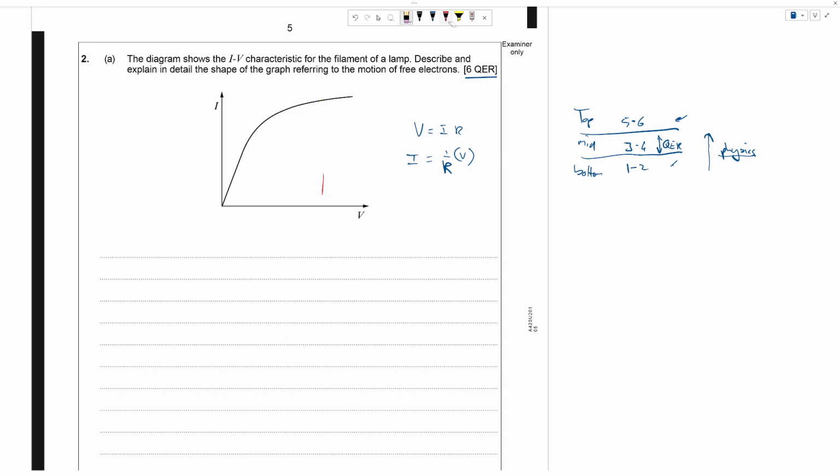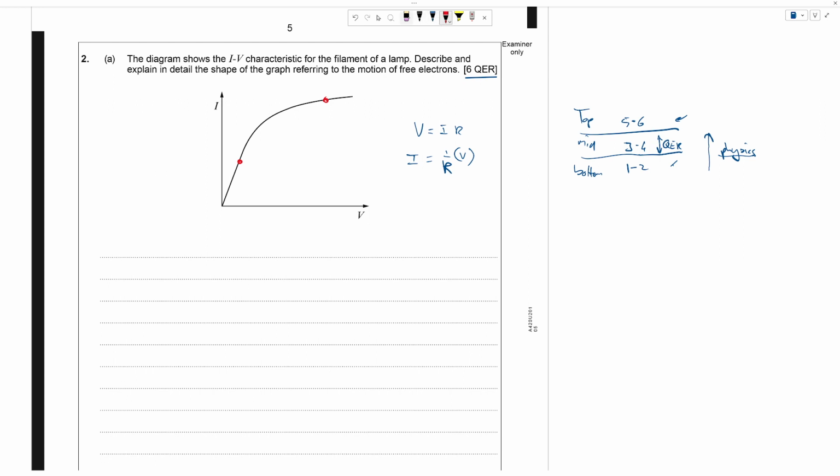So be careful, do not refer to the resistance as the gradient of the graph. However, if this graph has a constant gradient, if it's straight here, that implies that the ratio of V to I is constant and the resistance is constant. As we can see further up here, that is no longer the case. So we're going to have to be able to explain why that is.